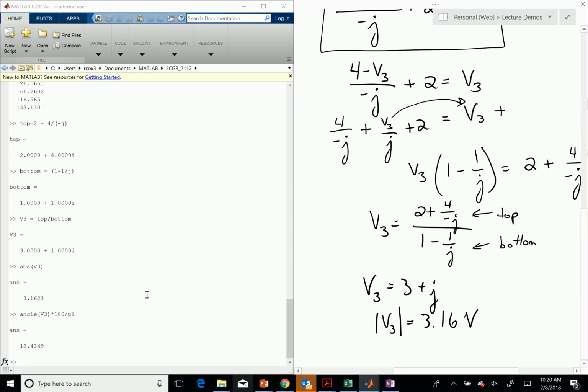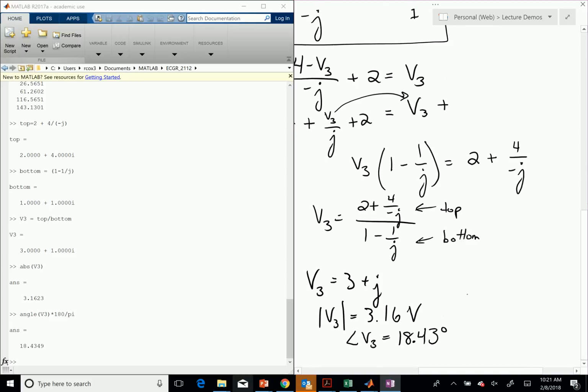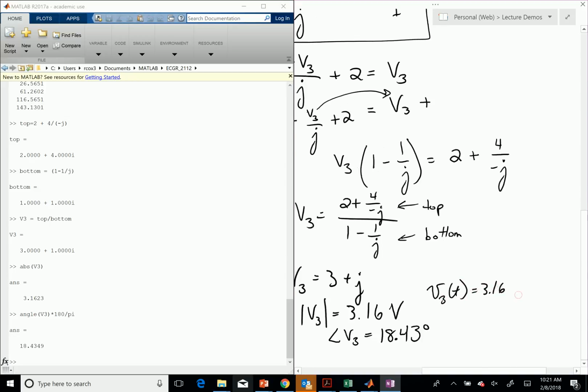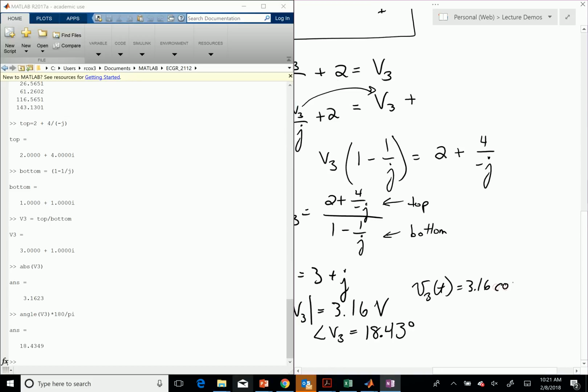So the angle of V3 equals 18.43 degrees. In the time domain, I'd say V3 of t equals 3.16 cosine of omega t plus 18.43 degrees, since I don't know what omega is here.